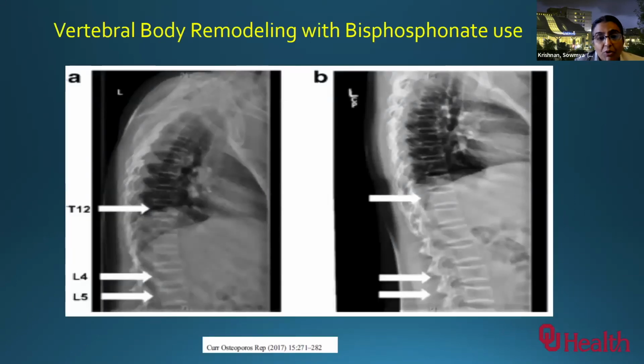Also, studies from the Montreal group have shown vertebral body remodeling with bisphosphonate use. This is a radiological picture of vertebral bodies, which shows compression fracture. And after bisphosphonate use, you can see how with growth, the vertebral body height is getting better, though it may not be completely normal. There's a big resolution in the fractures. So really beautiful studies that show the benefit of use of bisphosphonates, especially if there is vertebral body fracture.